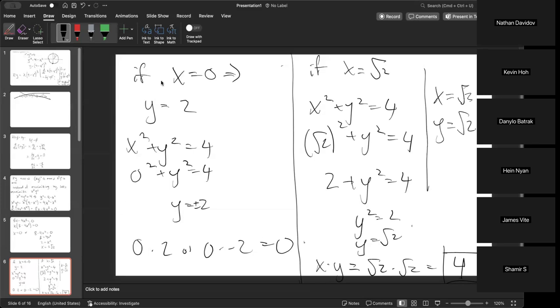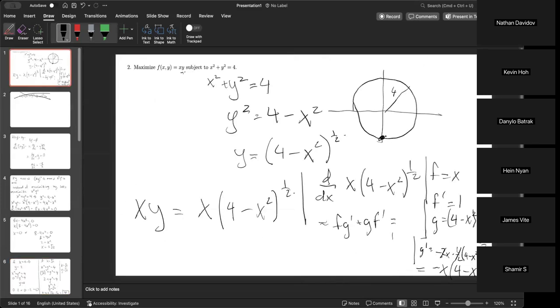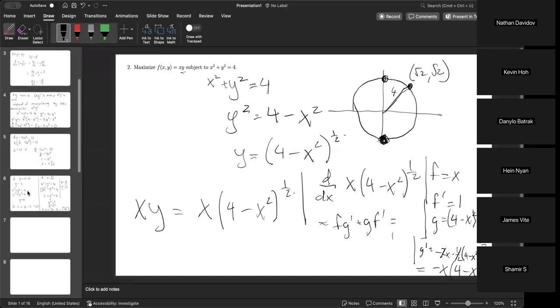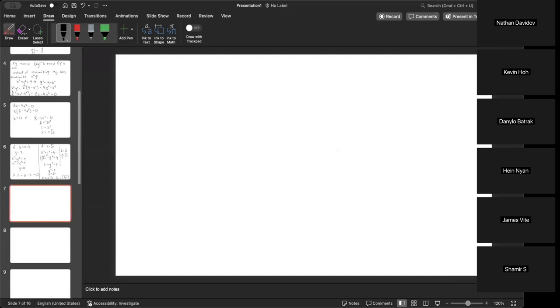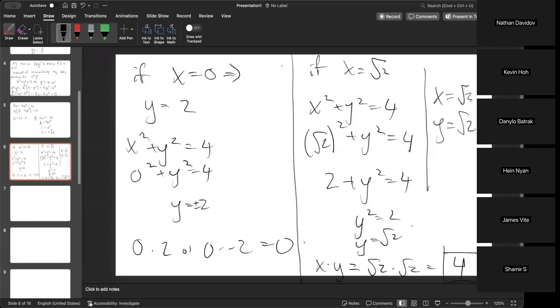And what does that correspond to on the picture? What it's saying is, look, 0 comma 4 and 0 comma minus 4, that product is minimal, but square root of 2 comma square root of 2, which is a point on this circle, that product is maximal. Does that make sense? Are there any questions? Let me just go back here. Are there any questions? No? Okay.